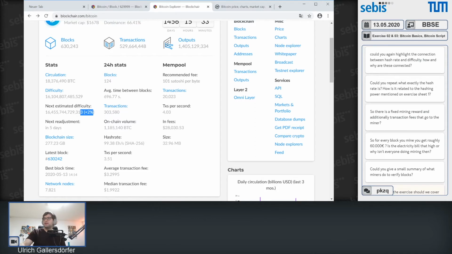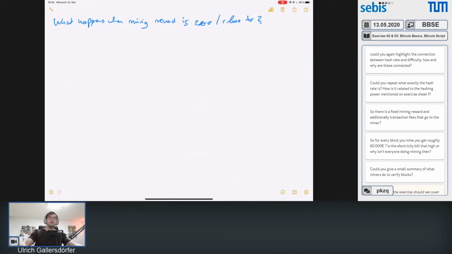Okay, and yeah, that's a question I think I'm going to answer right now. Someone asked how it is going to evolve in the future, and this is exactly what we're going to talk about here. What happens when the mining reward goes down? What happens when the mining reward is 0 or close to it? Very good question. Let's switch back here.